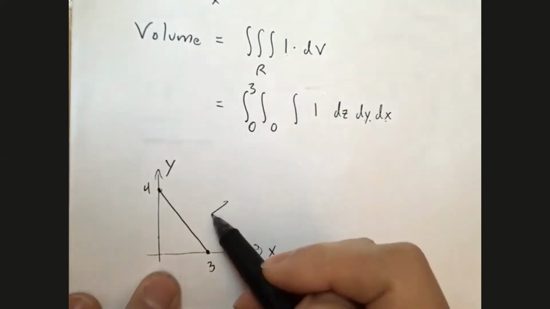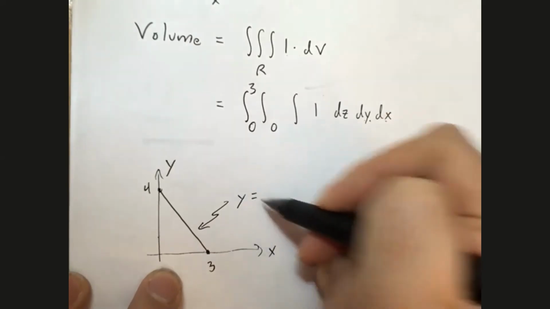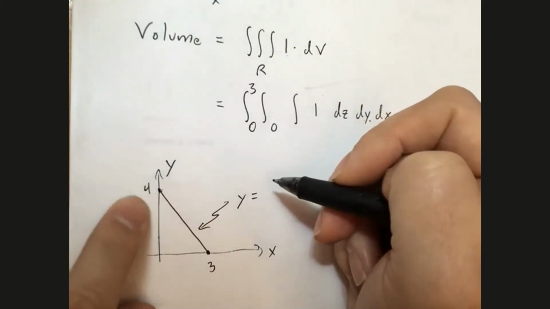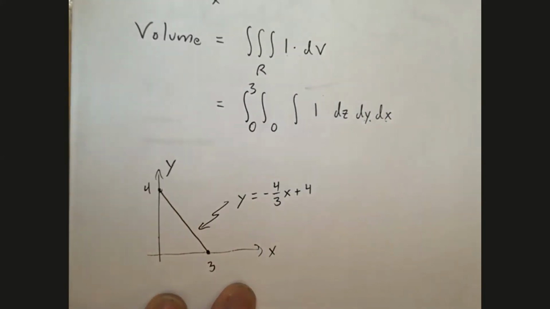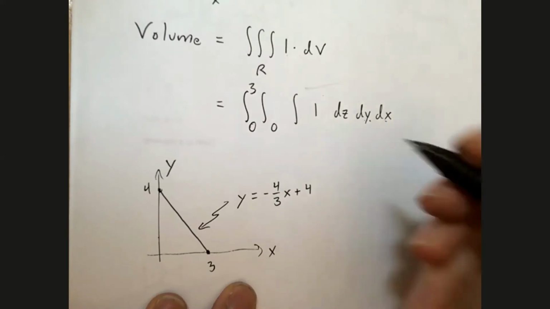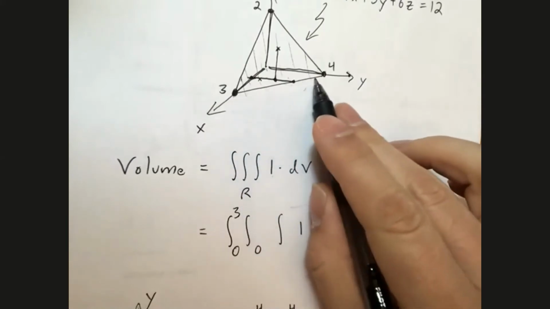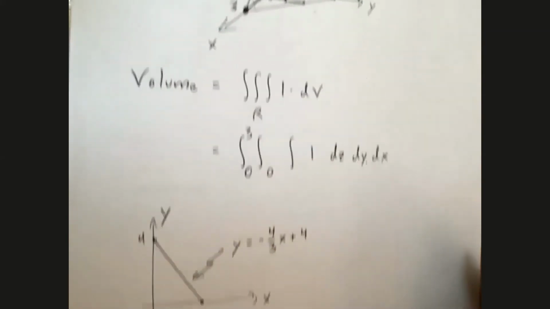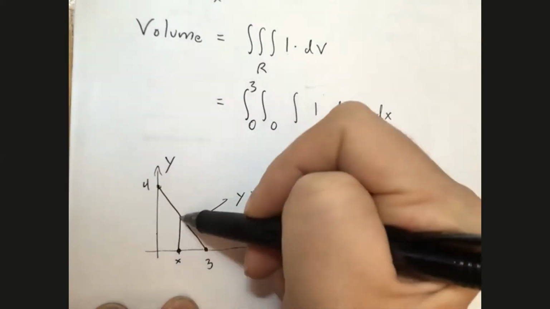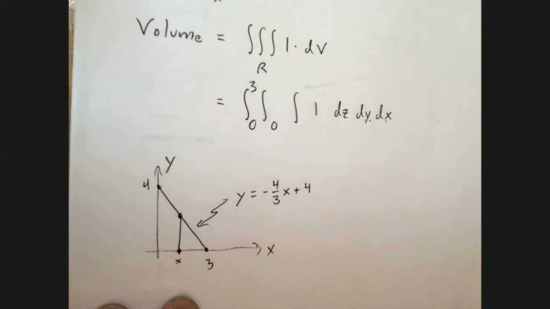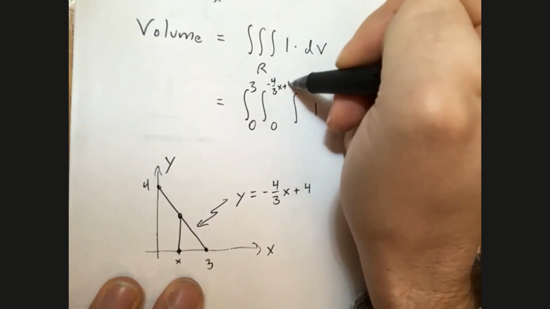So what function of x is this? Well, this is pretty easy because it's a straight line. Its slope is -4/3, and its y-intercept is 4. So there it is. So that is what this line is represented by. And that's how high y goes. So what I'm doing is, when I fix an x, y is going from here to here. So it's going up to this height. So that's what I put here, -4/3 x plus 4.